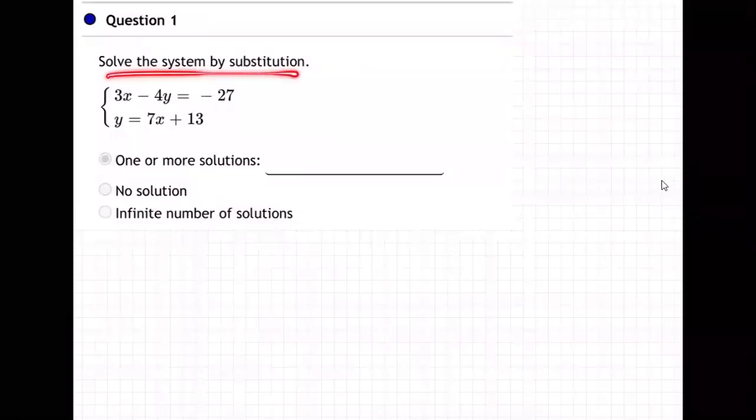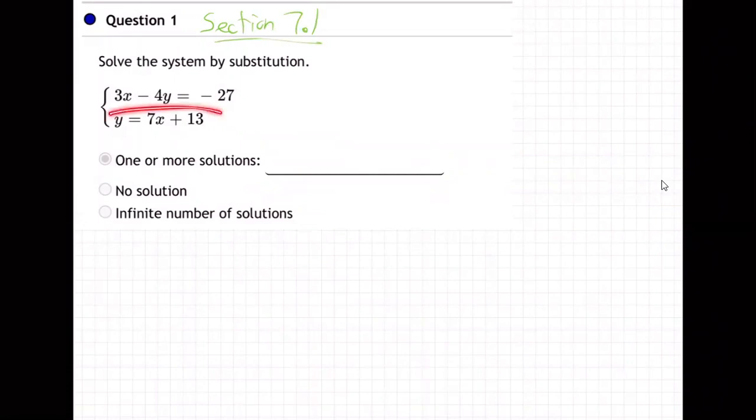Okay, so solve this system by substitution. So what we have here, this is section 7.1. This is 7.1. So what we have here is two equations with two letters, right? We have x and y, notice, and there's two equations. So that's what chapter 7 is all about, is systems of equations.